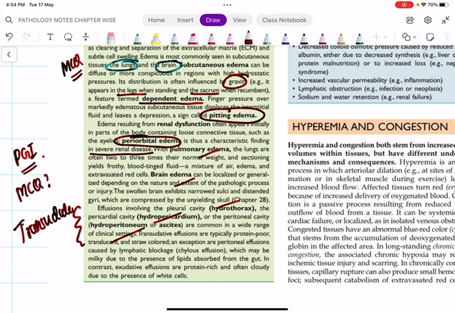They are non-inflammatory. Non-inflammatory means what? They are protein poor. Whereas exudative effusions are protein rich and they have a high amount of white cells, WBCs. Fine?